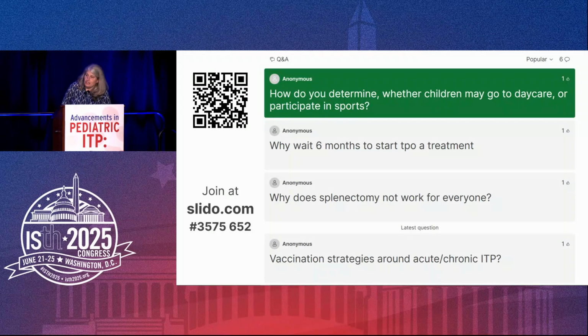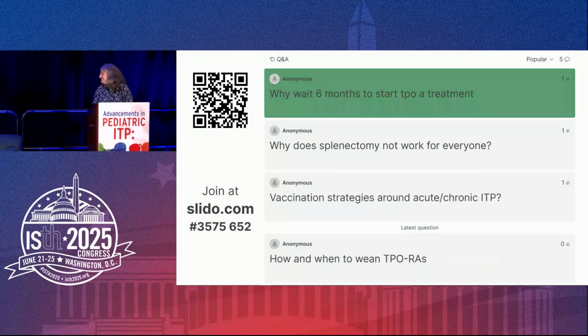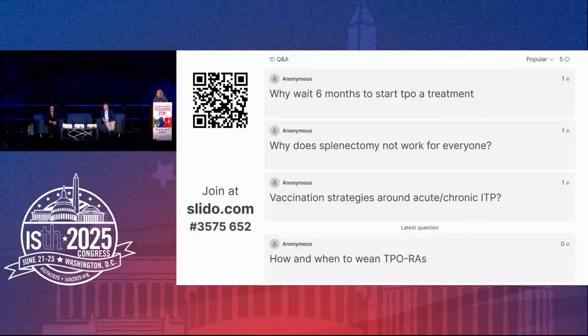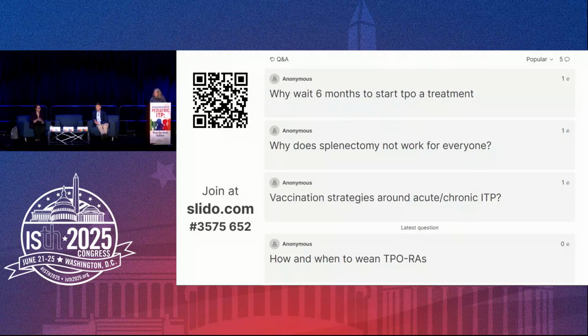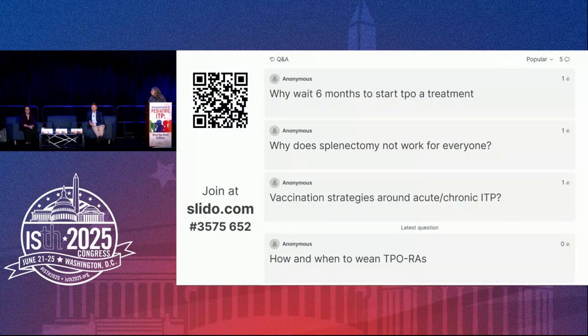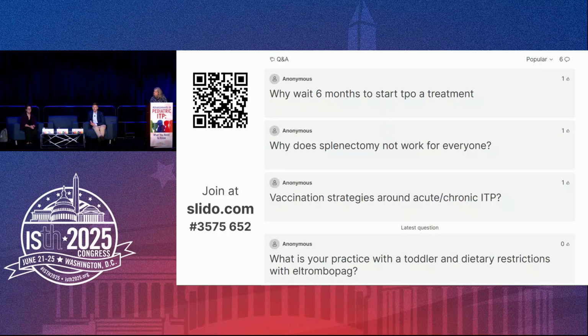How do you determine whether children can go to daycare or participate in sports? Dr. Lambert, how do you address sports participation? For what are considered the hemophilia-rated low-risk sports, I have no platelet count minimum. I let them participate. So dancing, golf, those sorts of things. In the more moderate-risk sports, it's a conversation with the family, and we talk about risk-benefit of participation. And I will admit that I have started patients on therapy in order to let them play football.